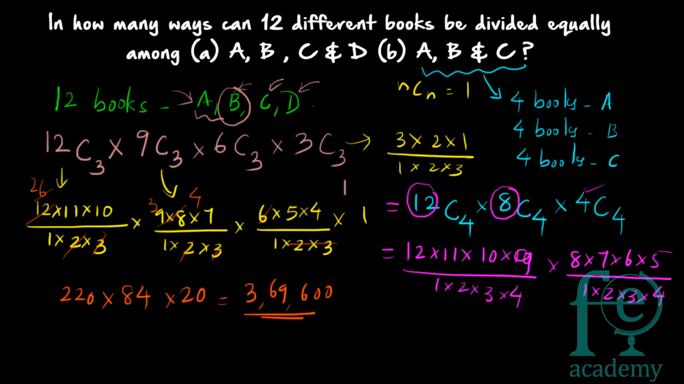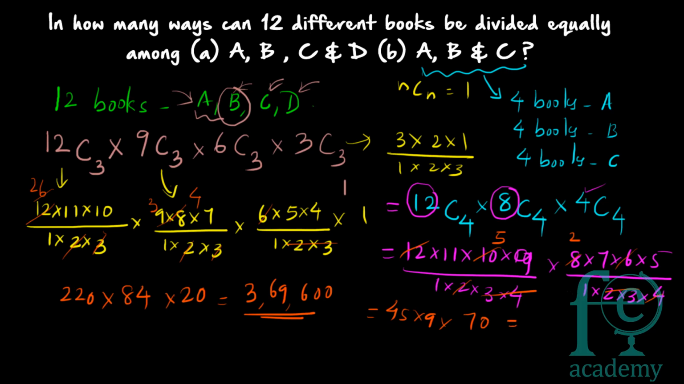So let's try to cancel out this. 4 into 3 is 12. So here 12 will be cancelling out, and 2 and 5 will come here. Then 3 into 2 is equal to 6 and 4 into 2 is equal to 8. So finally you will be getting 11 into 5 into 9. That is 45 into 9 into, here you will be getting 7 into 5 is 35, 35 2s are 70.